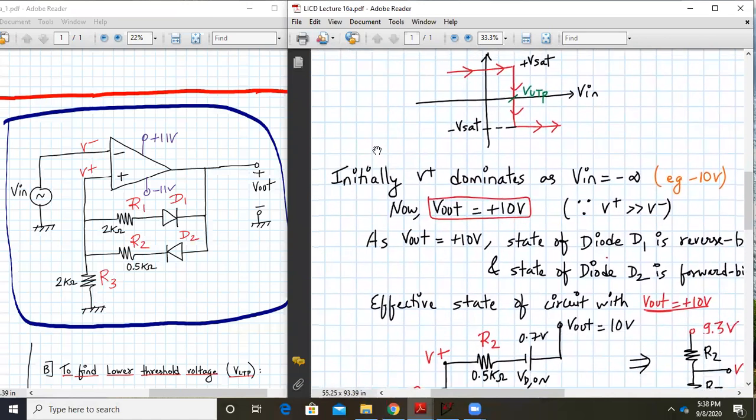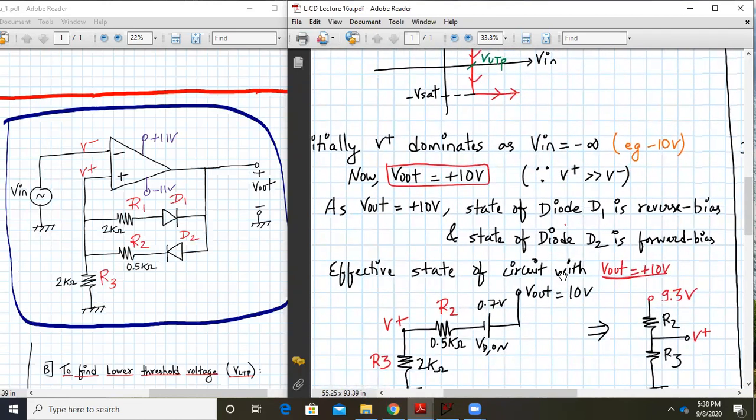Initially V plus dominates because the input is at minus infinity, so V plus will definitely be greater than V minus. So the output will be at plus 10 volts, that is plus VSAT. Now V out is plus 10 right now. Over here in this diagram, which diode will be on? Yes, you're thinking correctly. Diode D2 will be on, whereas D1 will be off because it is reverse biased. So the state of diode D1 is reverse bias and the state of diode D2 is forward bias.